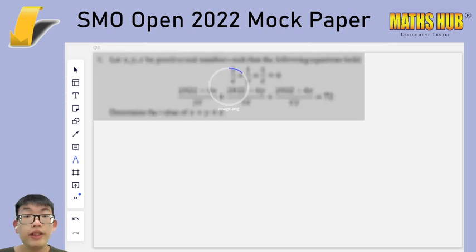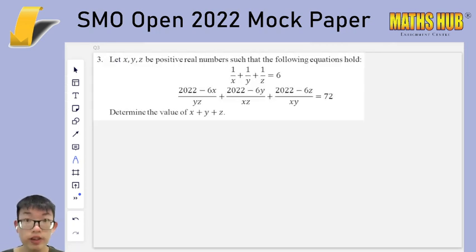Okay. Question 3 is an algebraic problem. X, Y, Z are positive reals that satisfy these two equations. Determine the value of x plus y plus z. Now, note that visually we can already tell this is a very symmetric looking pair of equations. By symmetric, what we mean is that if you just swap around x, y, z in any way you like, you still get the same thing. And so our treatment of it should also be as symmetric as possible.